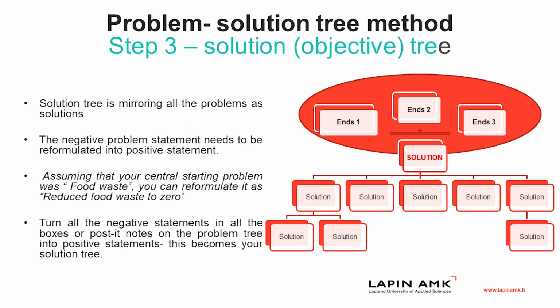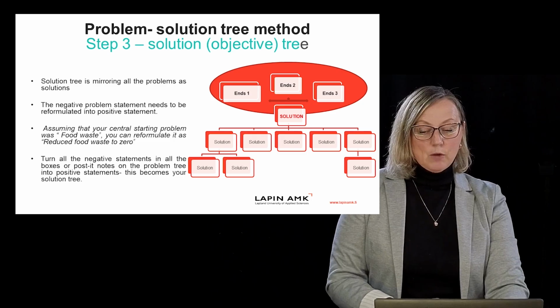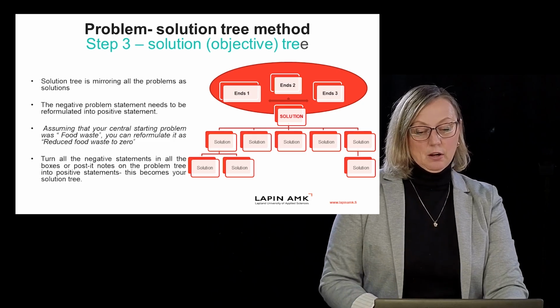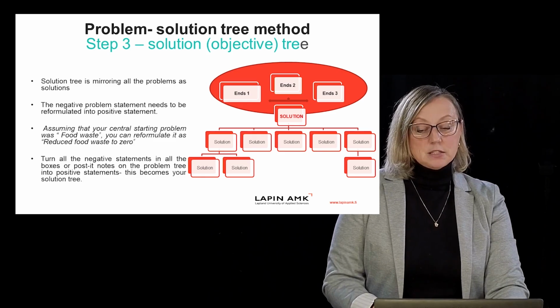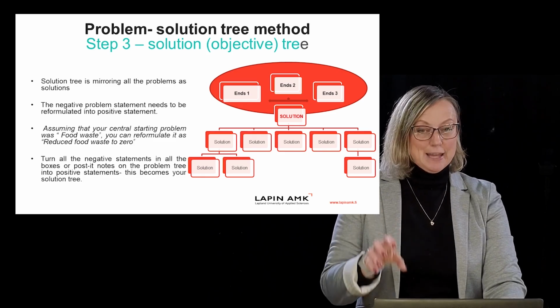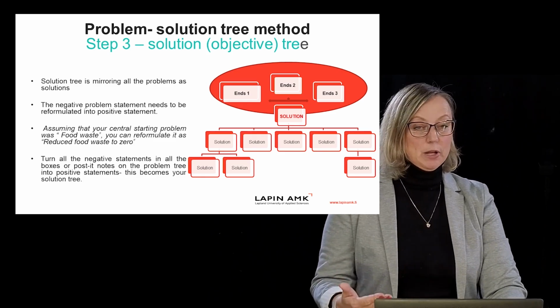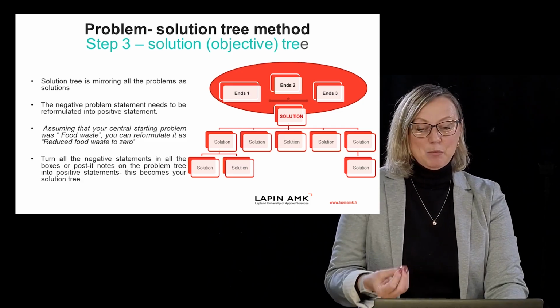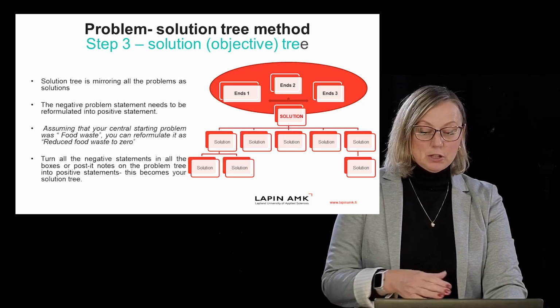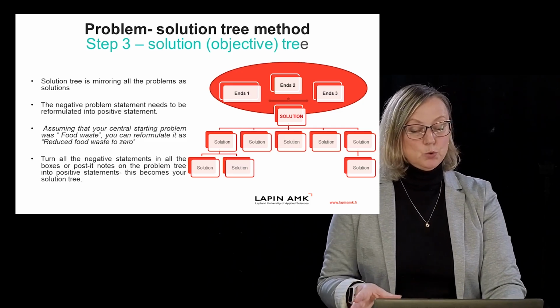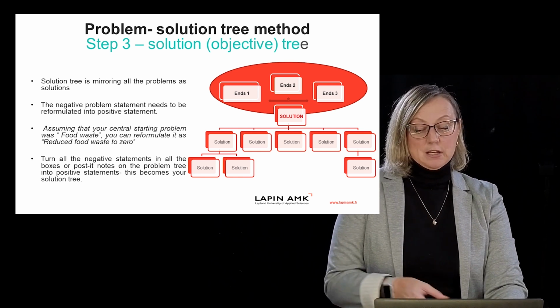And step number 3 will be the solution objective tree, as we call it. Thus, every problem gets a solution, or you identify a solution for every problem. In a way, we say that the solution tree is mirroring all the problems as solutions. The negative problem statements are reformulated into positive statements, and they become our solutions. Assuming that your central starting problem was food waste, you can reformulate it as reduced food waste.